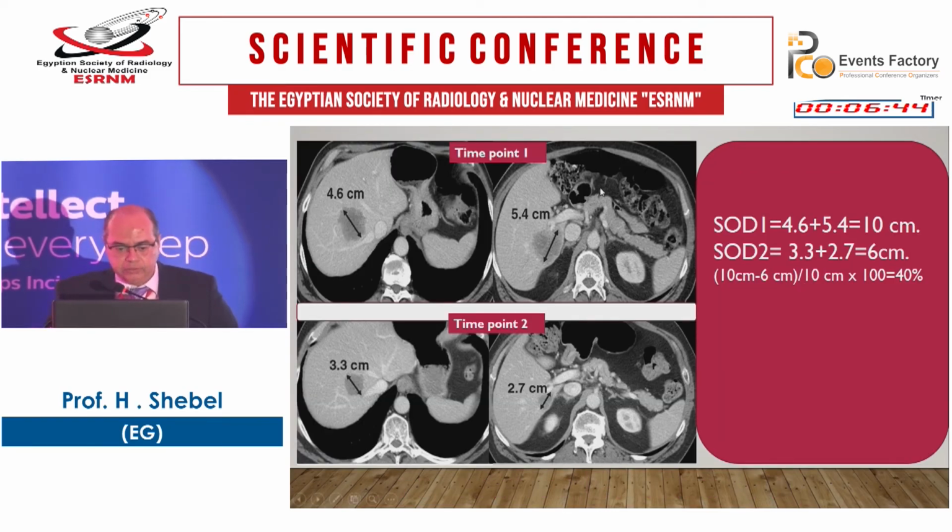Another example, these are two cuts, time point 1 and time point 2. This is a lesion of 4.6, and another lesion at a different level of 5.4. So SOD1 equals 10 centimeters. In the next exam, there is reduction to 3.3 and 2.7, which equals 6. So there is 40% reduction. Regarding the rule, 30% reduction or more means partial response, and here 40% means partial response status.